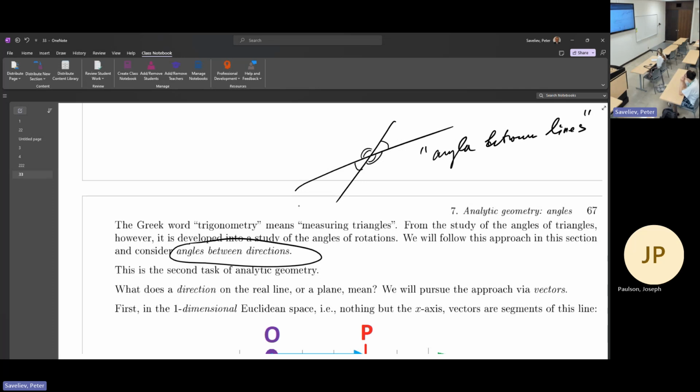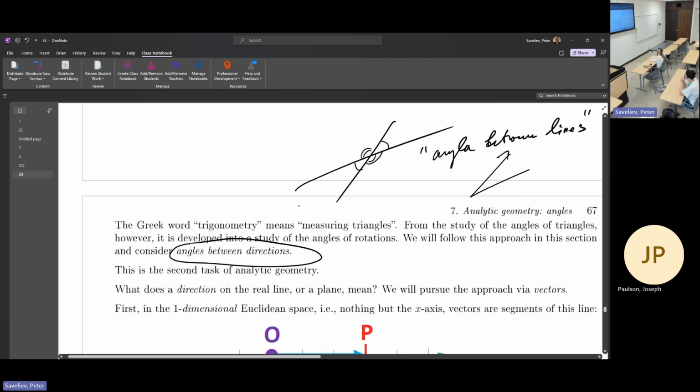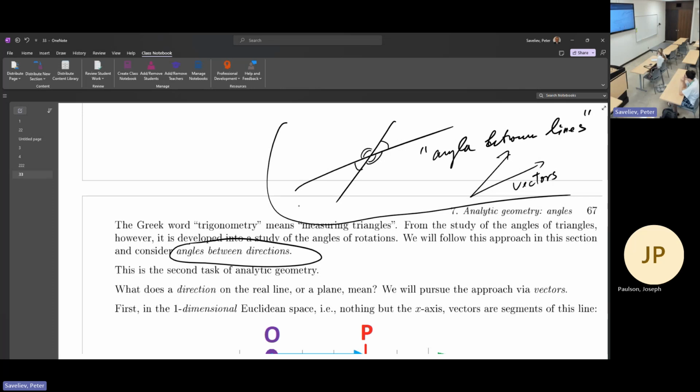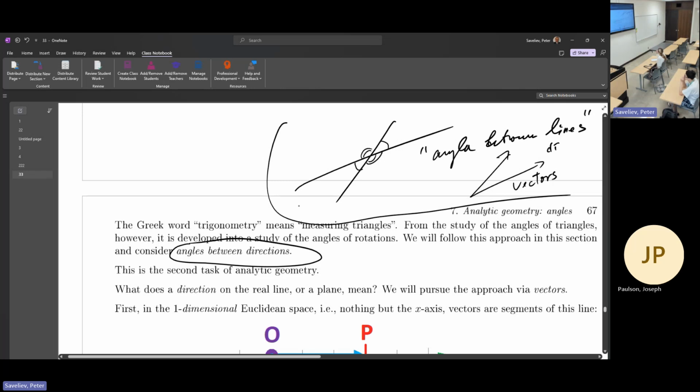So if we want to be specific, then it is a better idea to speak about directions, or in other words, vectors. That's what we're aiming for in dimension two, to speak of angles between vectors, or in dimension one, direction. Once again, a line gives you two directions, and that's why it does not apply. So between directions is a better way to describe it, and later on we will introduce vectors to make it even more specific.